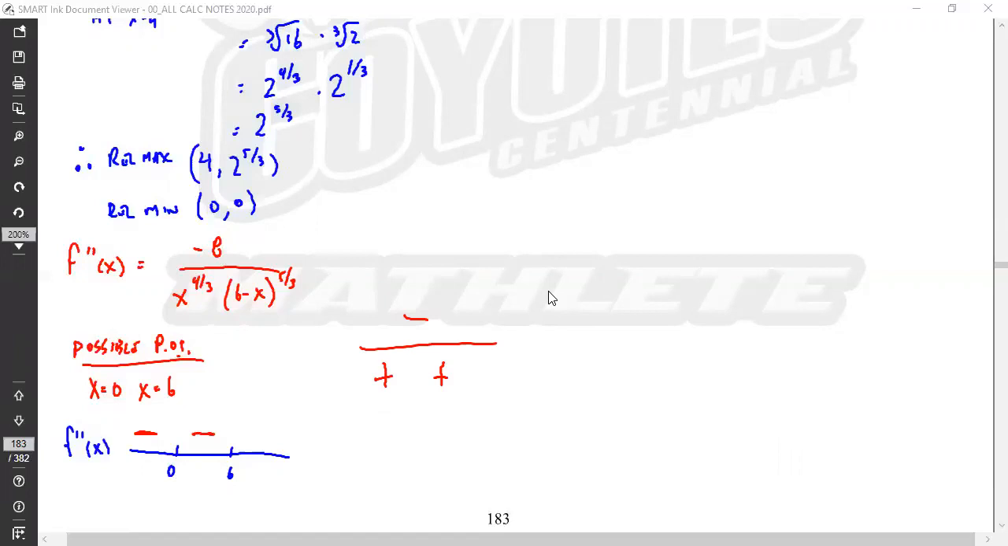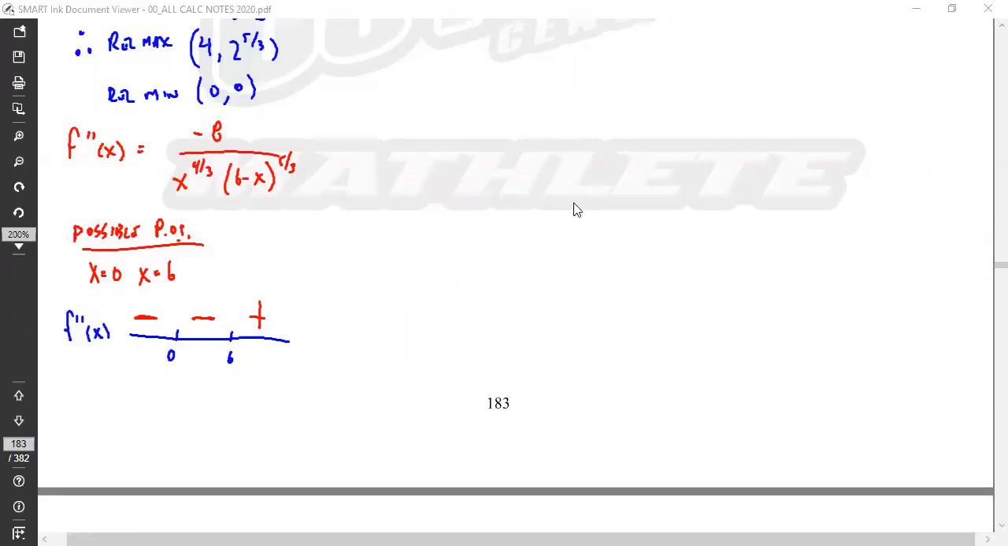And then when x is greater than 6, -8 is always negative. We're looking at a number like 7. 7 to the 4/3 is positive. 6 minus 7 is -1 to the 5/3 because the numerator is odd. This is going to preserve the fact that it's negative, and negative divided by negative makes this positive in that zone. So therefore it is concave up.